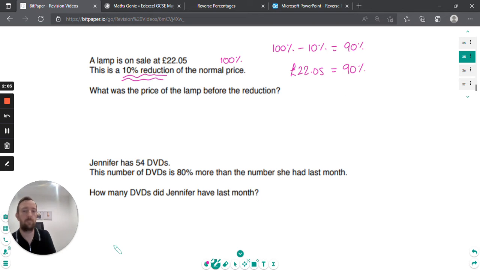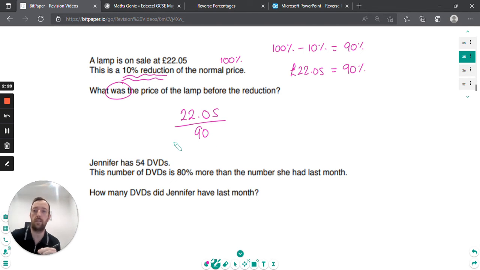There we go. Okay, and it says, what was the price? There's that clue again. What was the price of the lamp before the reduction? So that's where I know it's a reverse percentage, because I'm working backwards. I'm trying to find out what it originally was. Well, all we simply do is, if £22.05 is 90%, if I divide it by that amount, that's going to tell me what 1% is. And when I know what 1% is, I can then multiply by 100 to find 100%, the full amount. So whatever the percentage that you've got, that's what you divide it by.